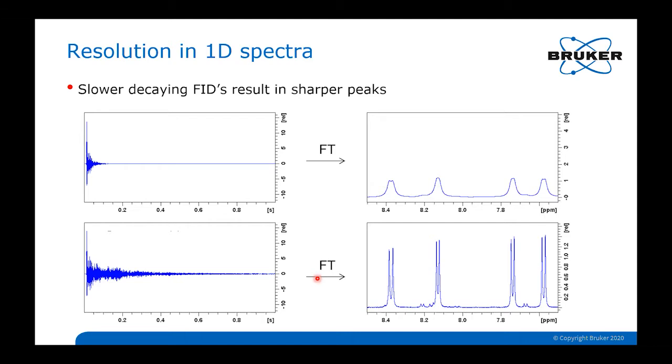On the other hand, if our FID takes a long time to decay, then we'll get sharp peaks. Now with a 1D spectrum, we typically observe our FID until it decays to noise. So the spectrum that we get, we're going to have the inherent resolution based on that decay of the FID.